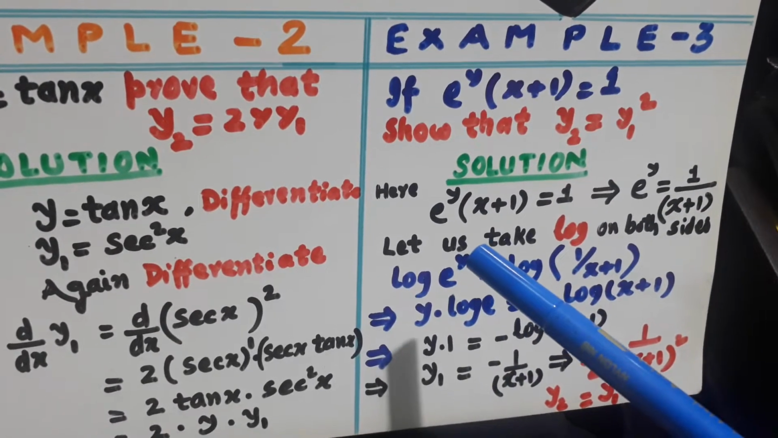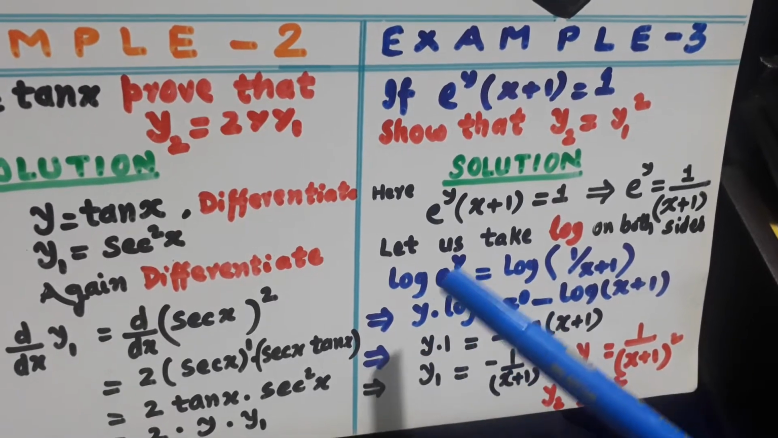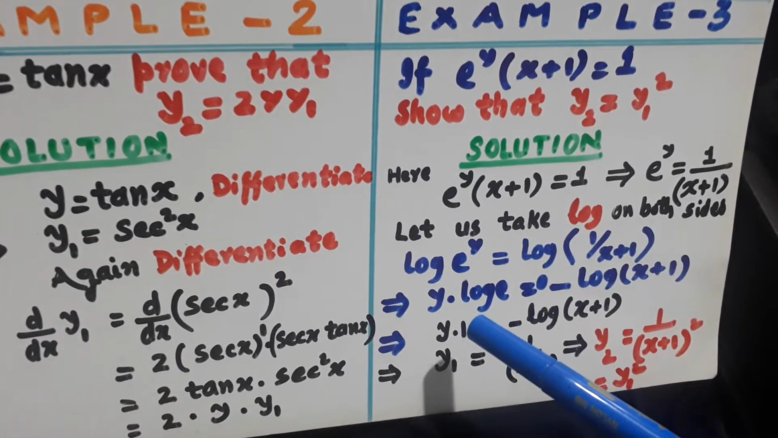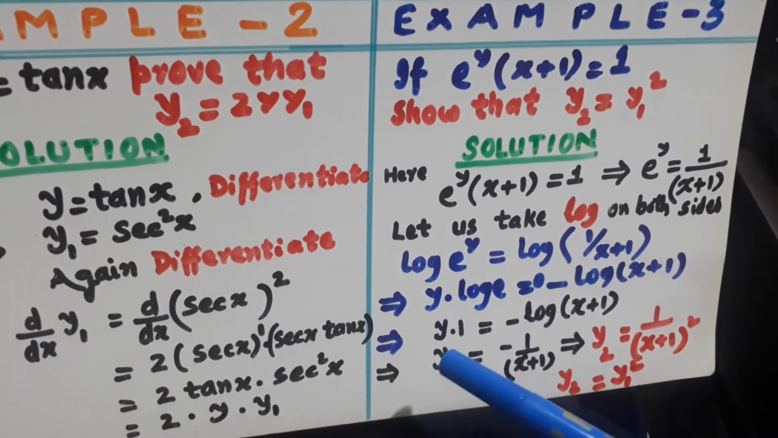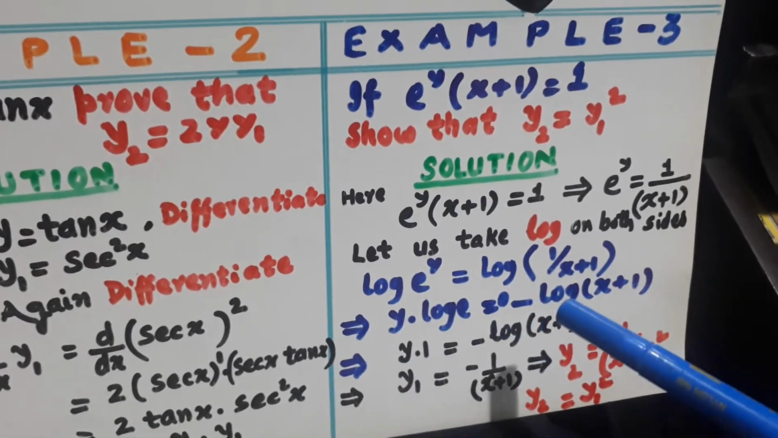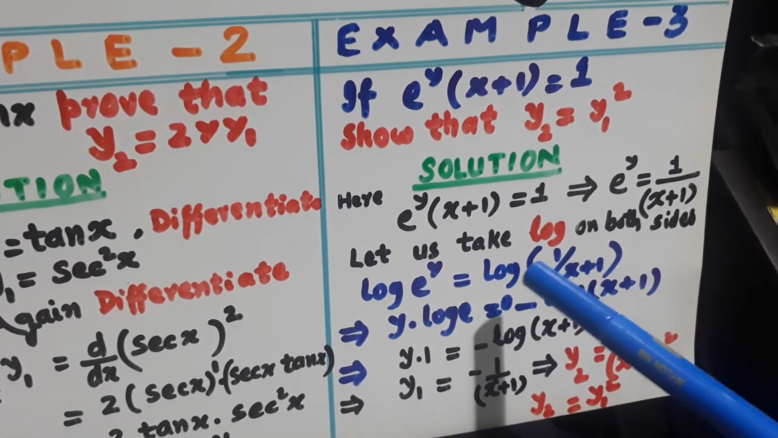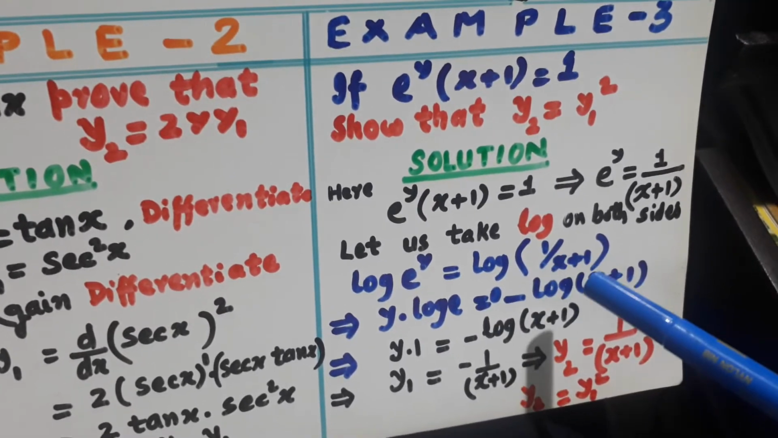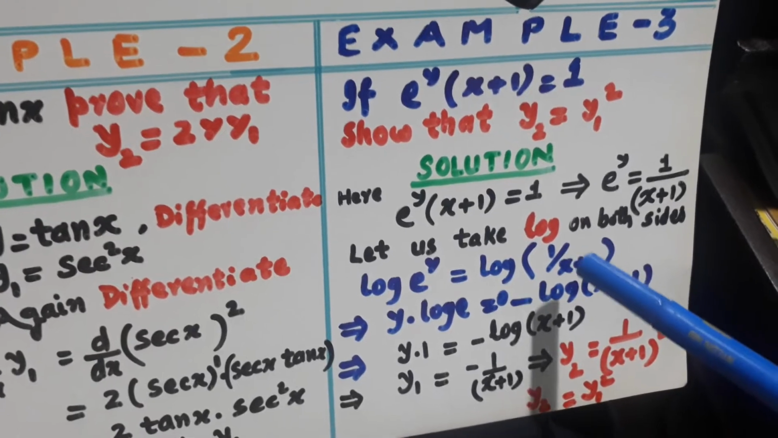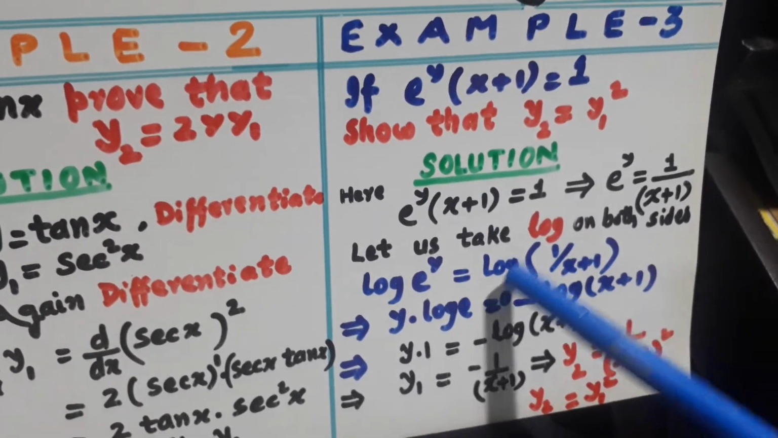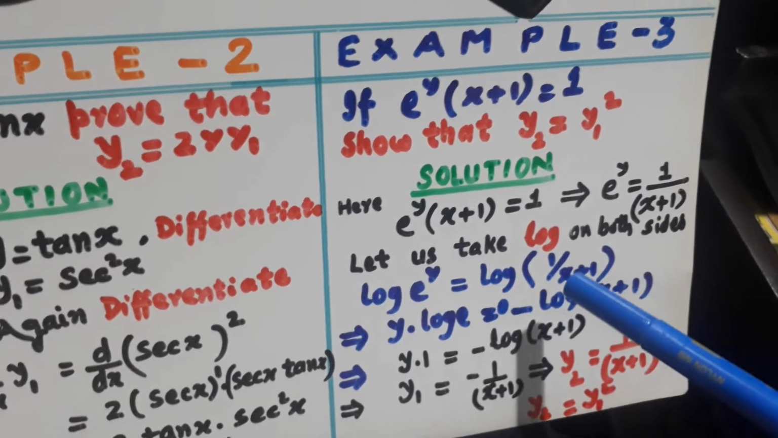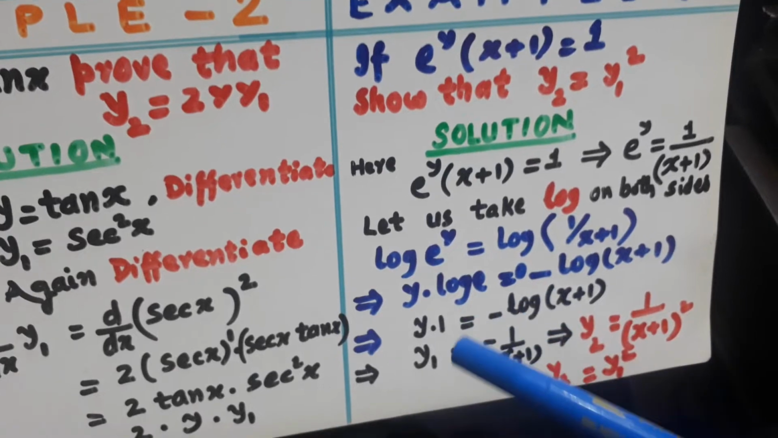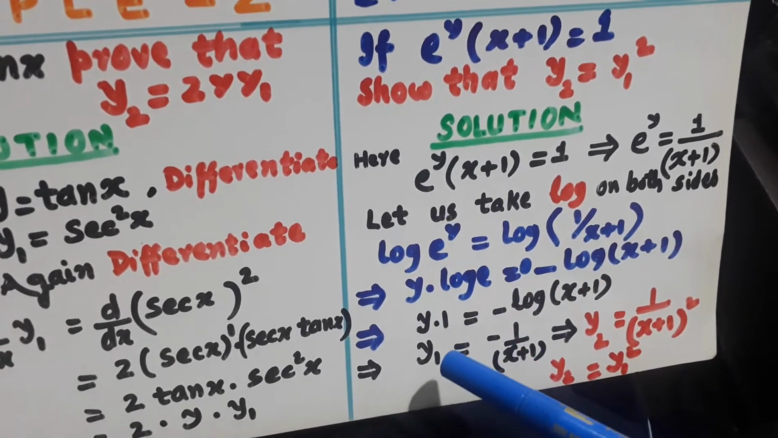So y नीचे उतरेगा, it will become y log e, and log e is 1. So it is y into 1, it is y. y is equal to log of 1 over x plus 1. I have applied log m by n: log m means log 1, which is 0, minus log n, that is log of x plus 1. Let us take further derivative. This is y, its derivative is y1.